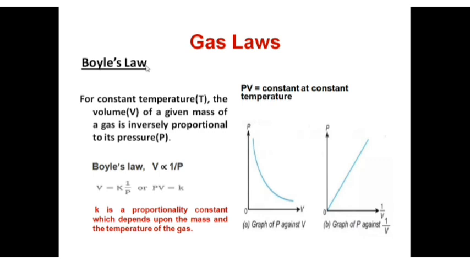What Boyle's law says: for constant temperature, the volume V of a given mass of a gas is inversely proportional to its pressure. So V is inversely proportional to pressure, and this equation becomes V is equal to K times 1 by P, or PV is equal to K, where K is the proportionality constant. This interrelation of V and P is shown in this diagram also. So this is the first law, also called Boyle's law.